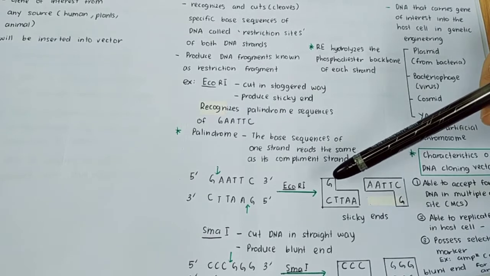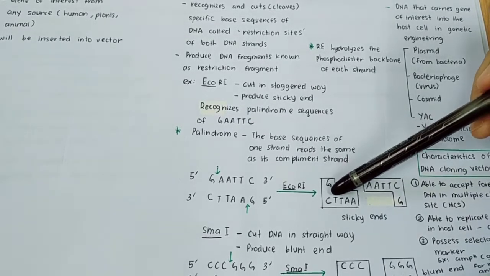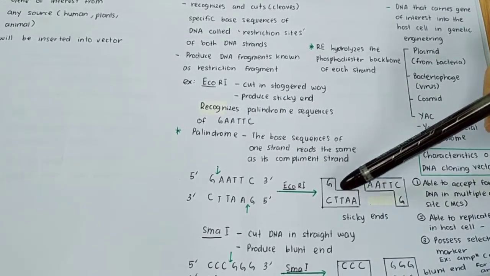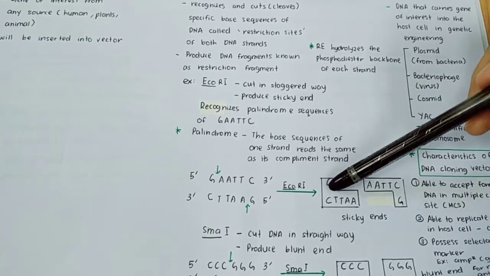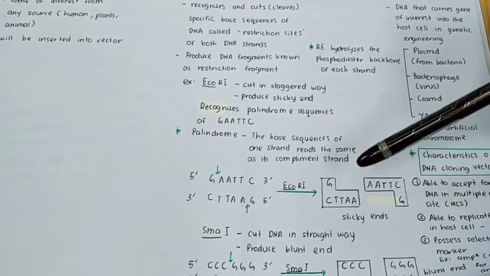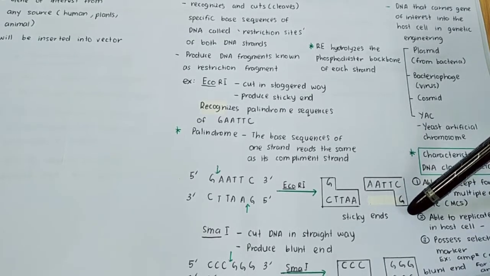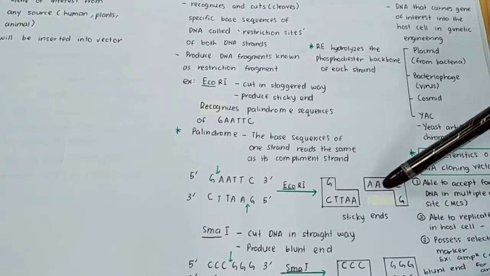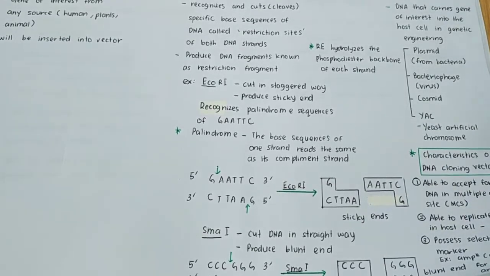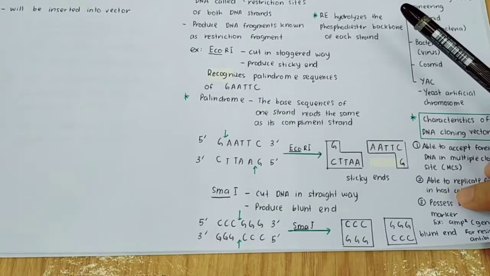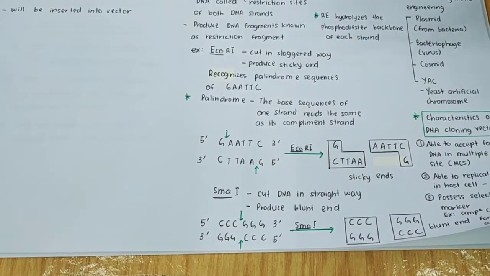And then the cutting pattern for EcoR1 is staggered. Staggered ni macam bentuk zigzag. Macam bentuk Z. So dia akan jadilah GCTTAA, and then untuk satu lagi fragment it will become AATTCG. So yang ni yang kita panggil sebagai sticky end. Okay. So, what is the difference with another example of restriction enzyme?